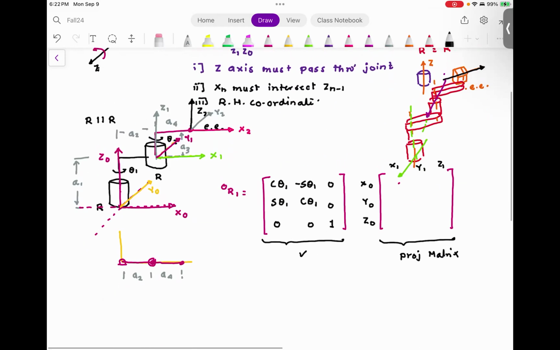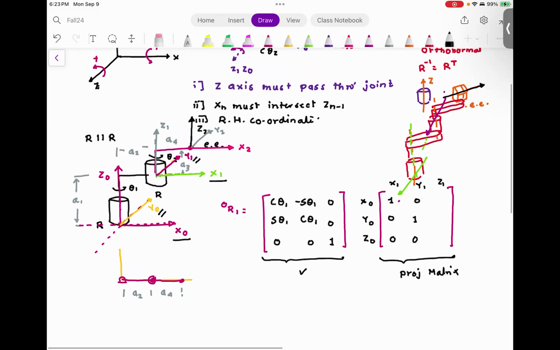Now check this out. Can you see that this x1 is aligned with this x0? X1 is aligned with x0, so same direction, 1. X1 has no relationship with y0, 0. X1 has no relationship with z0, 0. Now let's look at y1 and y0. Can you see y1 and y0 are aligned? So this is 0, 1, 0. Can you see z1? It is right here, and it is aligned with z0, which is 0, 0, 1.